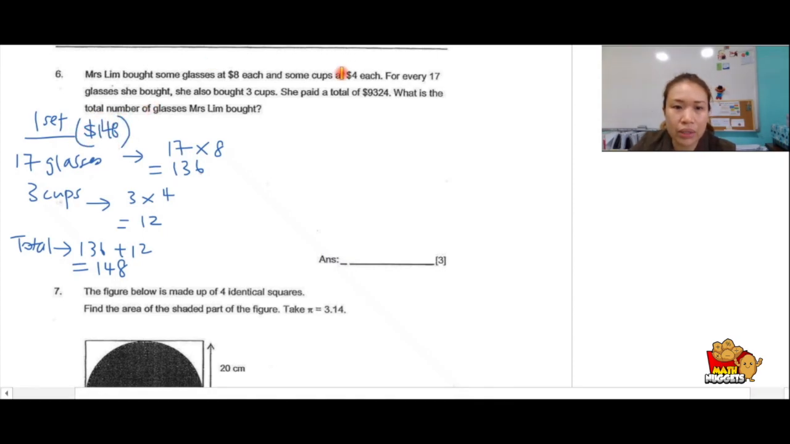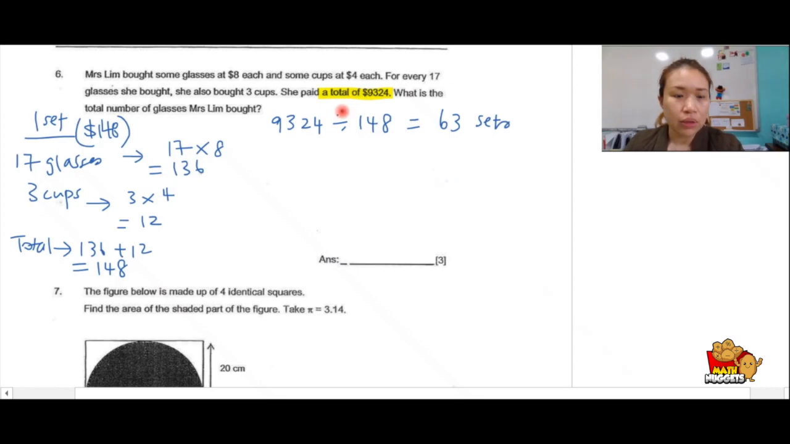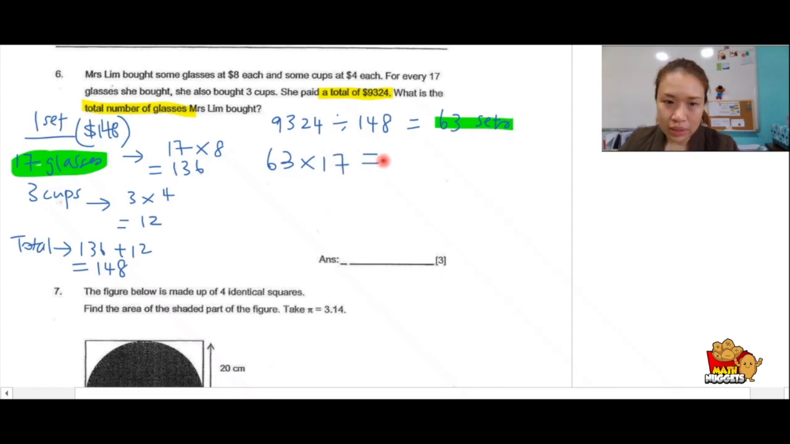If we know that she paid a total of 9,324, we need to find out how many sets she bought. So 9,324 divided by the cost of one set, which is 148. 9,324 divided by 148. We get 63. 63 represents the number of sets. So what's the total number of glasses that she bought? So you go back to one set again. In one set, 17 glasses. So if we know that she bought 63 sets, in total will be 63 times 17.